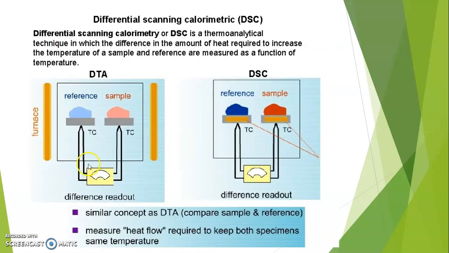So this is the basic difference between the DTA and DSC methods. The same principle is involved; the only difference is that different types of heaters are used to provide the temperature for the sample and reference. Differential scanning calorimetry, or DSC, is a thermoanalytical technique in which the difference in the amount of heat required to increase the temperature of a sample and reference is measured as a function of temperature. So the basic principle of the DSC method is that we measure the heat flow when we apply temperature to the reference as well as the sample using different heaters.